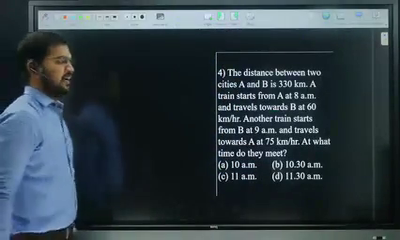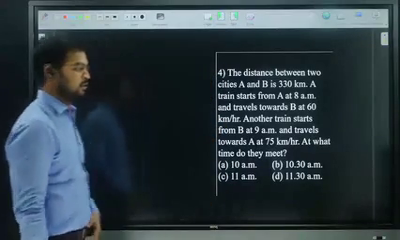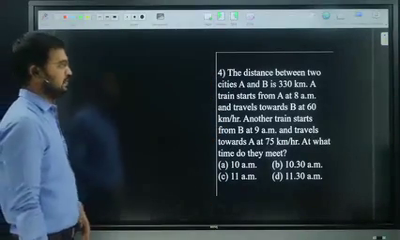Amma, the fourth question I already explained in the basics. Just try to solve yourself. What is the answer for the fourth question? I'm waiting for the answer.